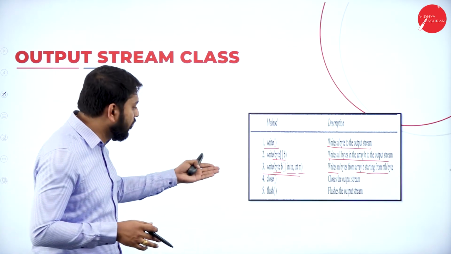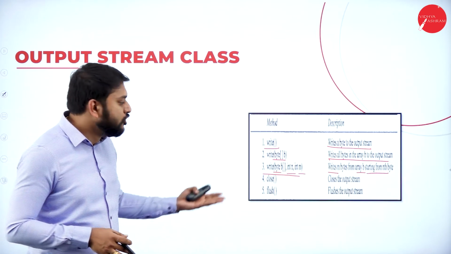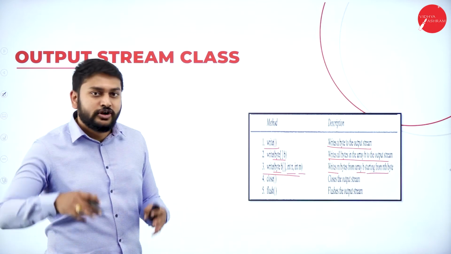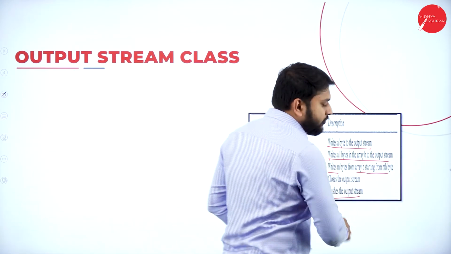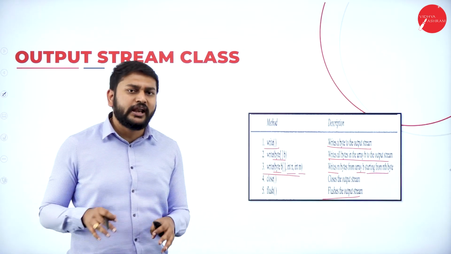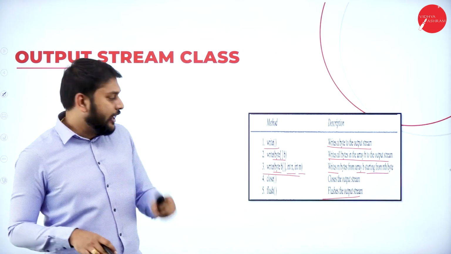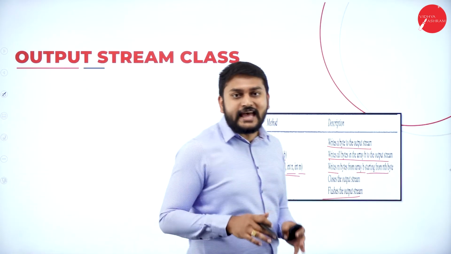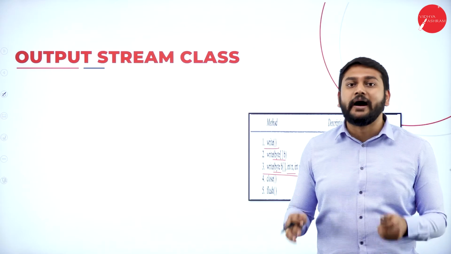Moving forward to the fourth one, I have the close method. Why do I have the close method? It closes the output stream. The last one, flush, flushes the output stream. It cleans the output stream is what you need to remember. Whatever data I have, it flushes with the help of this method. So this completes the concept of what we have with respect to the byte stream.